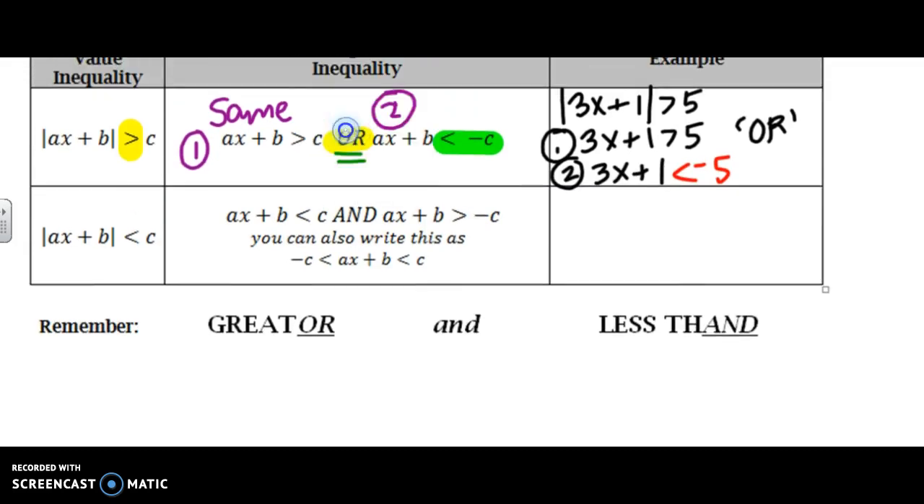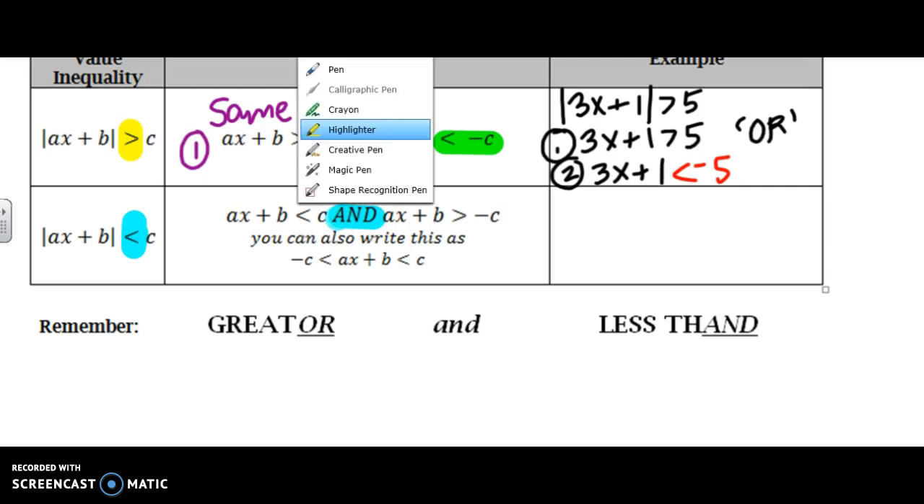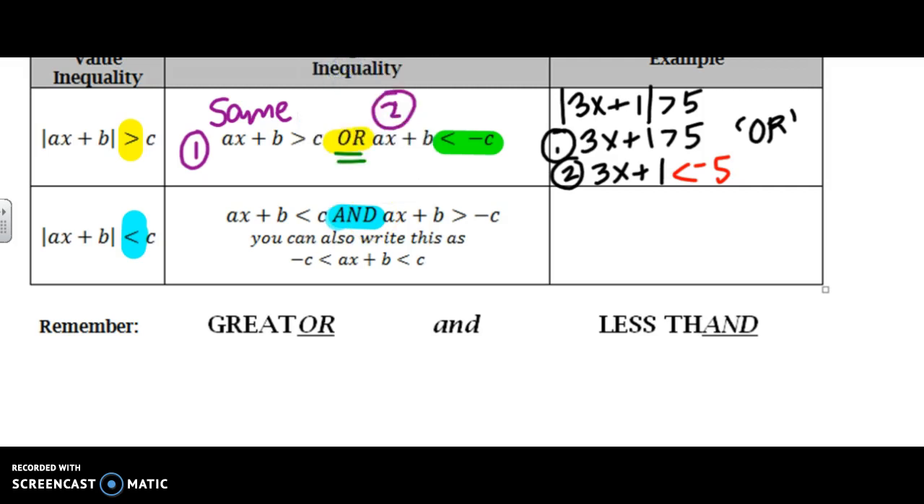Looking at the second one, when we have a less than situation, a less than situation is going to be an and, okay? Much like the last example I just showed you, the first case is going to be exactly the same. So this one's the same as exactly what you have there. But the second one, you're going to similarly change the sign and the symbol.